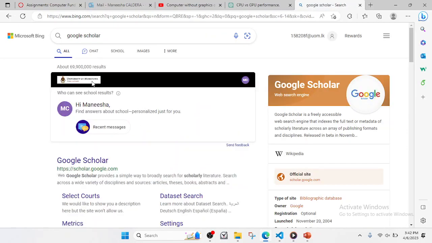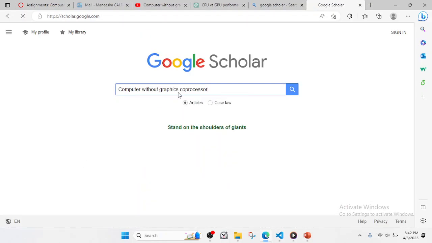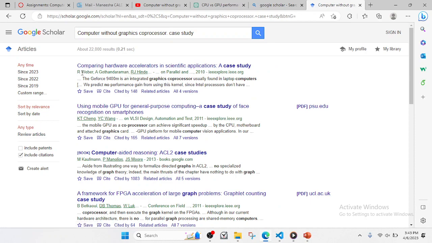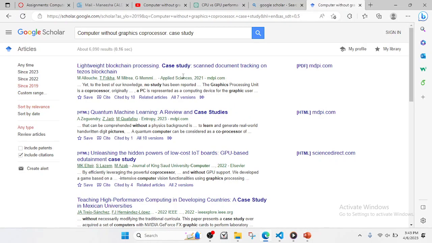We'll go to Google Scholar. Now we'll see some interesting stories in here. A case study. Now we'll learn a case study, if there is one. Computer hardware accelerators in scientific applications. A case study, 2010. Well, if we have something since 2019, well, blockchain processing might be hard.